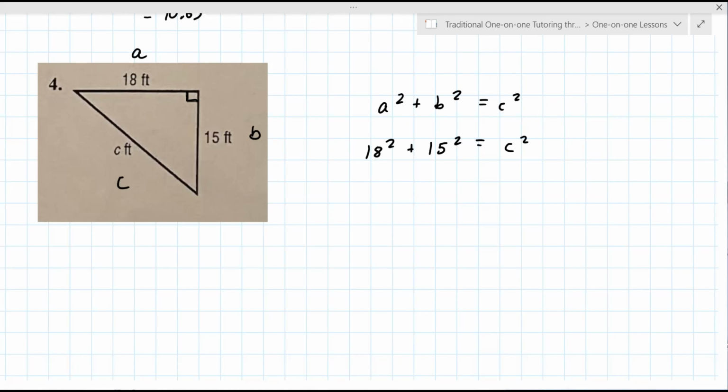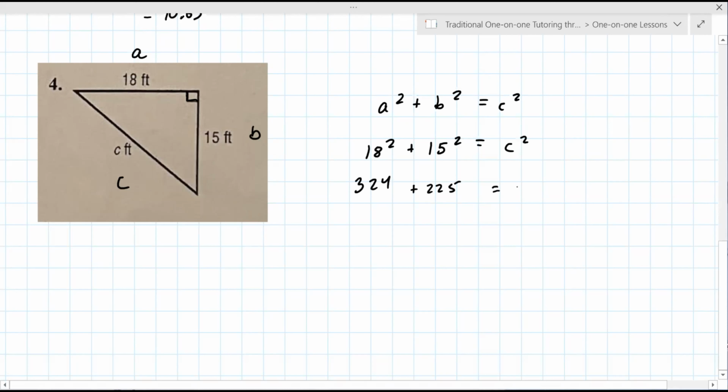If you've got that calculator handy, we're going to want to square both of these and add. Okay, so 15 squared is 225. 18 squared, I need to look up because I don't know that one. 324. So you're going to want to add those together.